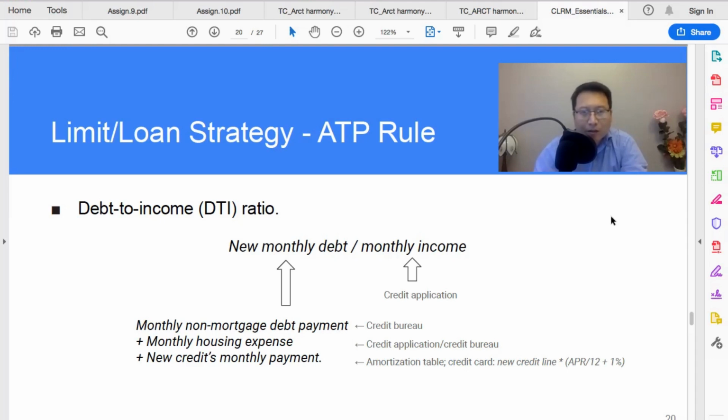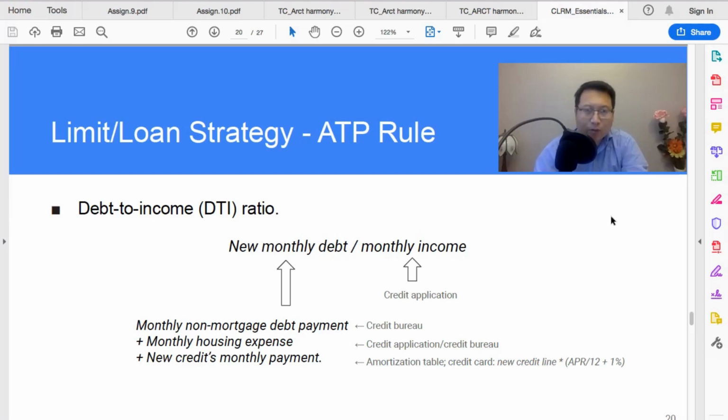Okay, so the new monthly debt, this is a little bit complicated. There are a few subcomponents. First, we have the monthly non-mortgage debt payment. So maybe you have existing loans or credit cards elsewhere. The lender can get that information from the credit bureau. Then the next item is the monthly housing expense. This is a large item.